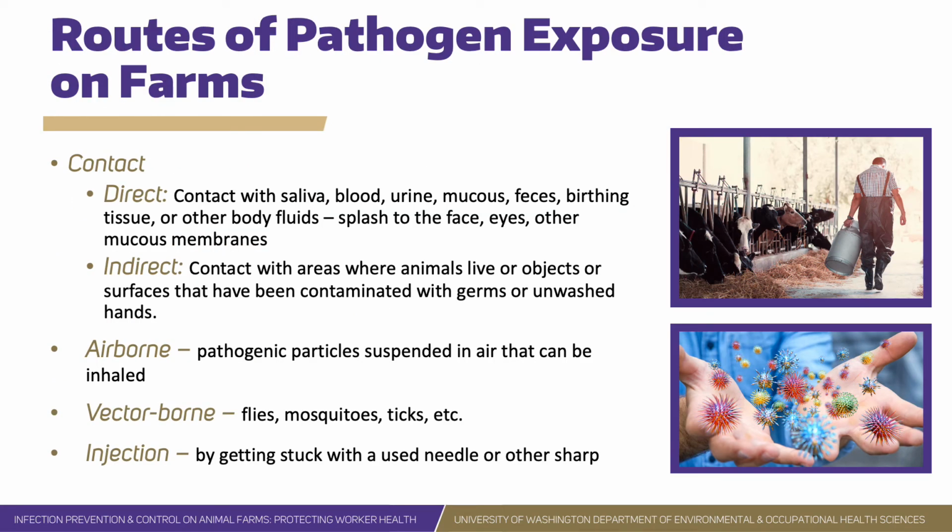There are many different routes of exposure to pathogens on farms, and as Dr. Lynch explained, these routes of exposures include contact, which can be either direct or indirect, airborne, where particles are suspended in the air and can be inhaled, as well as through animal vectors or by injection.